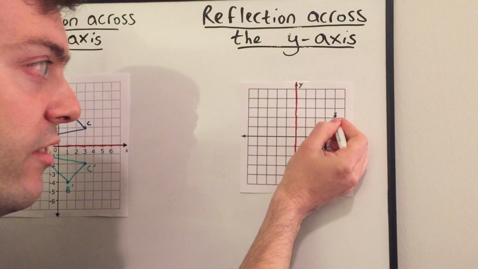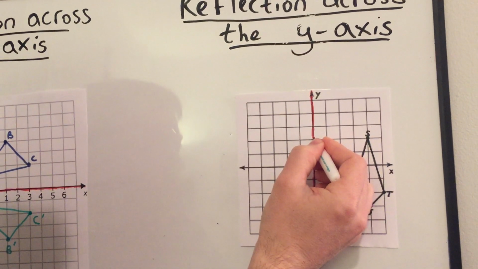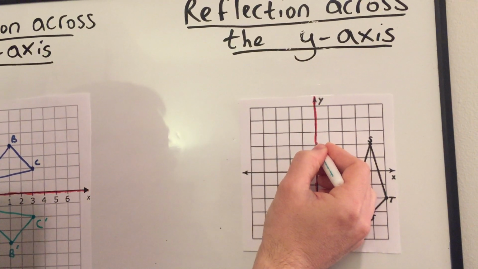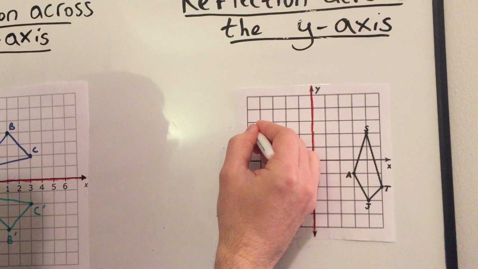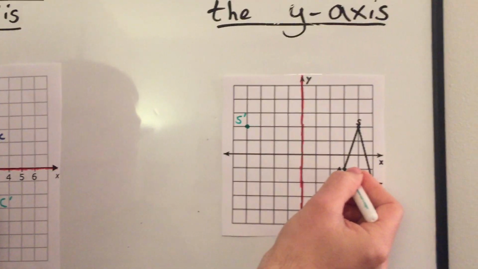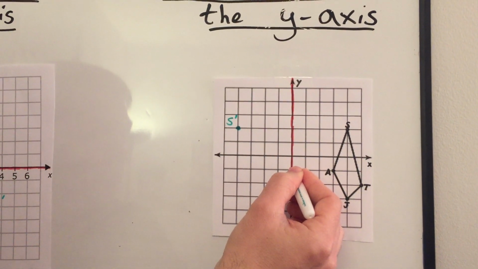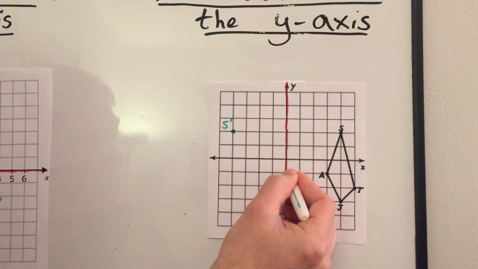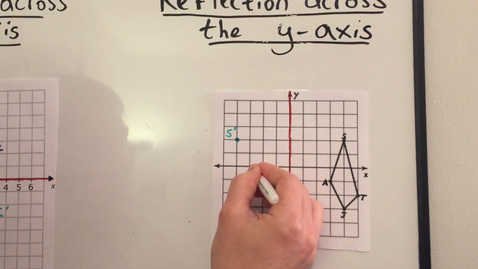So I'm going to start with S. S is currently 1, 2, 3, 4 units away. So now I'm going to go 4 units the other way. 1, 2, 3, 4. Put my S prime. Now A, we're going to measure that one. That's 1, 2, 3 units away from my y-axis. So now we're going to go 3 units, 1, 2, 3 to the left.